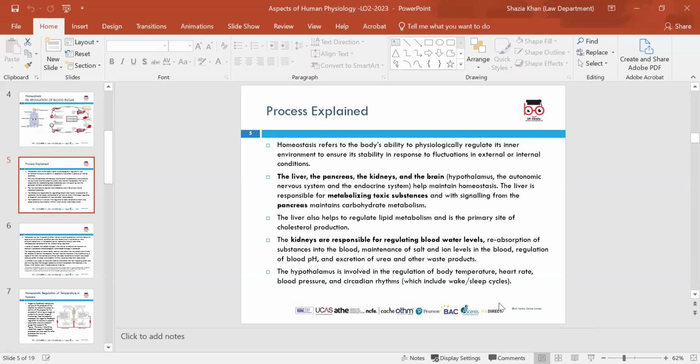The hypothalamus is involved in the regulation of body temperature, heart rate, blood pressure, and circadian rhythms.